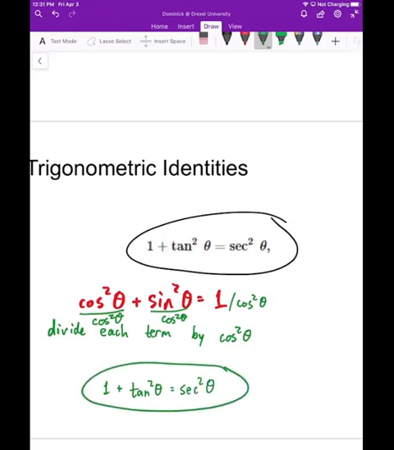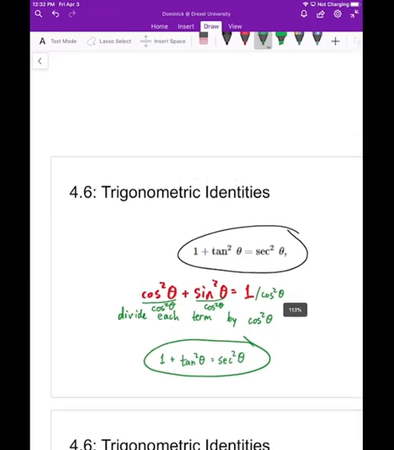So this identity is obtained from cosine squared plus sine squared equal to 1 by dividing each term by cosine squared. Right, so this is another common identity that we'll frequently use.